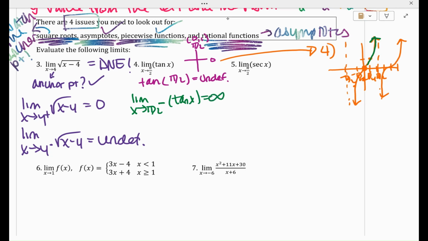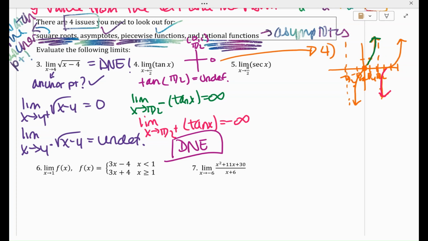Okay, and then over here, as we approach pi over 2 from the right, and I'm highlighting this in pink, we're going down to negative infinity. So the limit as x approaches pi over 2 from the right of this graph would be negative infinity. So since the limit from the left and the limit from the right don't match, one's going to infinity, one's going to negative infinity, we're going to have an overall does not exist limit. So we'd have to watch out for those vertical asymptotes.